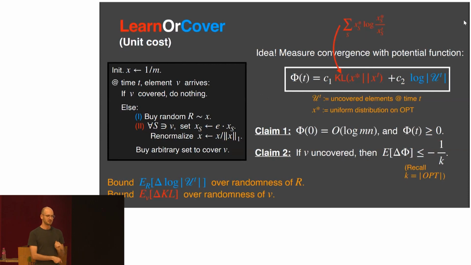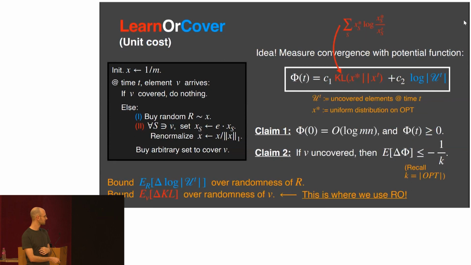Okay, maybe this is a better answer to Jelani's question again. So the proof goes by bounding the decrease in the blue part over just the randomness in the R that I buy. And then the decrease in the KL divergence, I bound over the randomness of just the incoming element V. And if I flip the order of these two things, then the decrease in the blue part would depend on both, which would be nastier to analyze. But I agree, it's a little strange that you do. You'd think that, yeah.